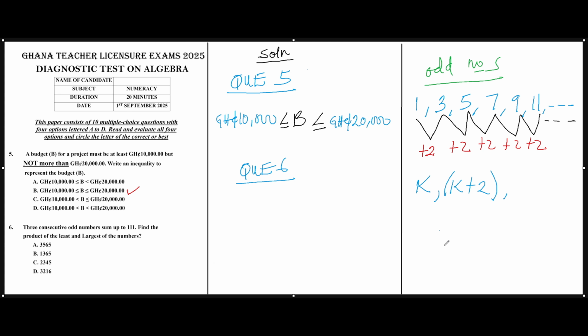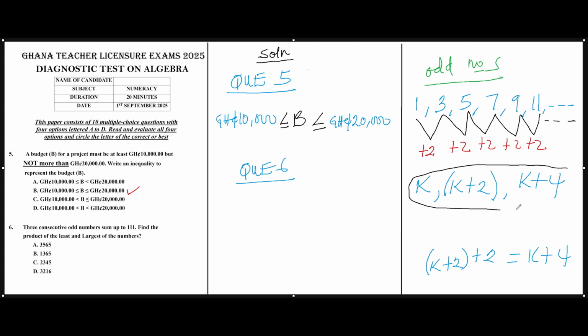So my second odd number here is k plus 2. To get a third odd number, I have to add 2 to this. This will give me k plus 4. So my third odd number is k plus 4. So this is the algebraic representation of 3 consecutive odd numbers.